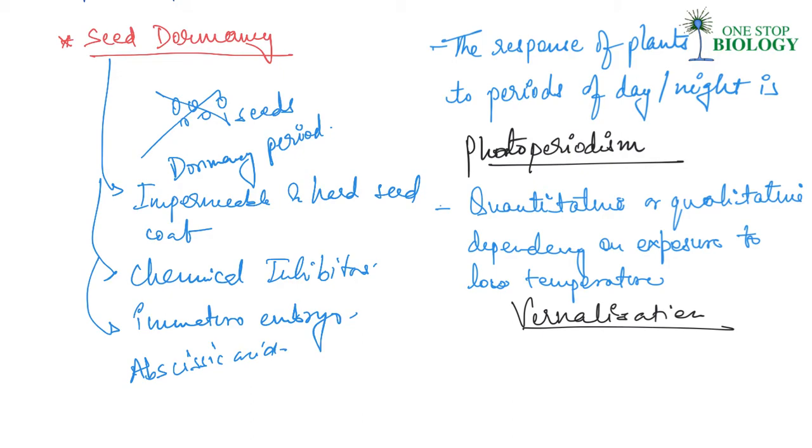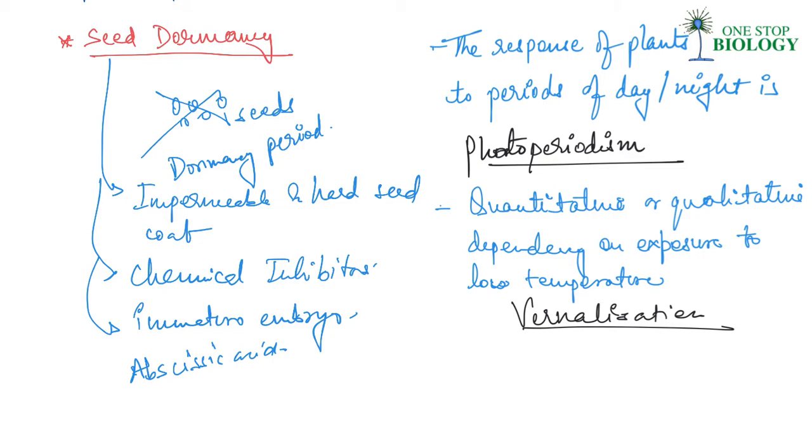In that case, the inhibitor can be removed by subjecting the seed to chilling conditions or by application of certain chemicals, like gibberellic acid, which is antagonistic to it, or nitrates, right? Changing the environmental conditions such as light and temperature are again various methods to overcome seed dormancy. So this is all about seed dormancy, guys.